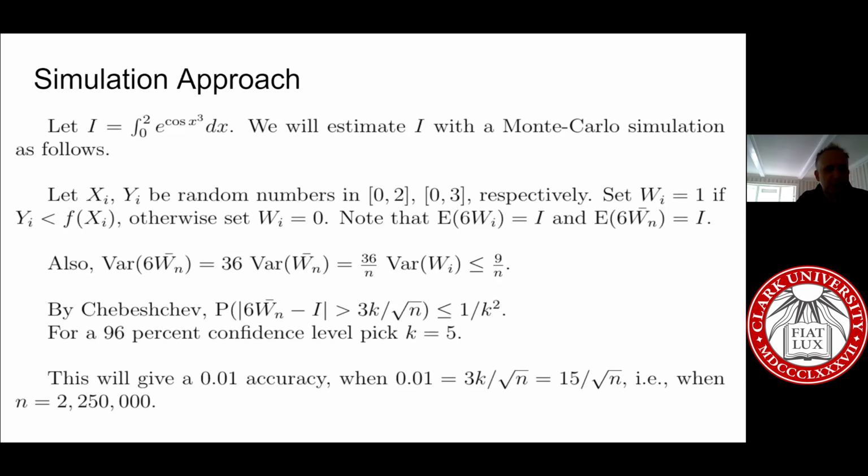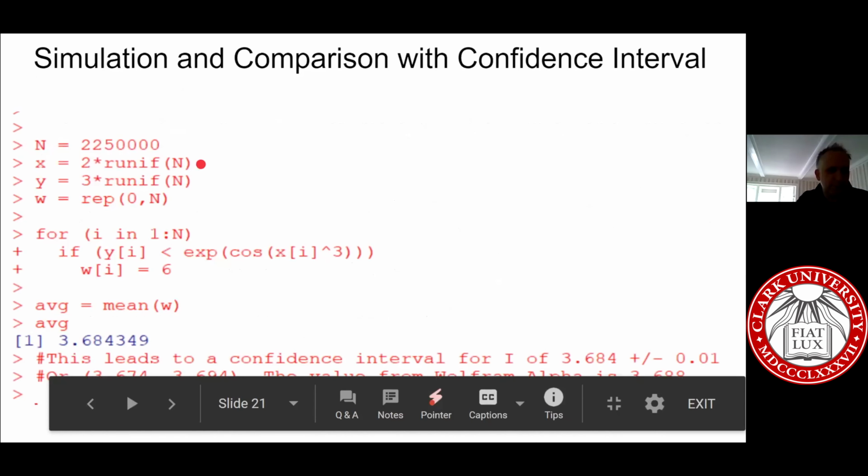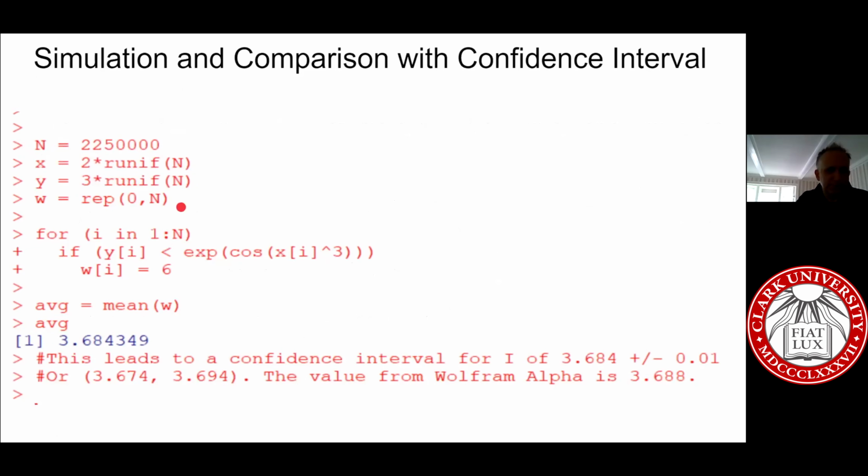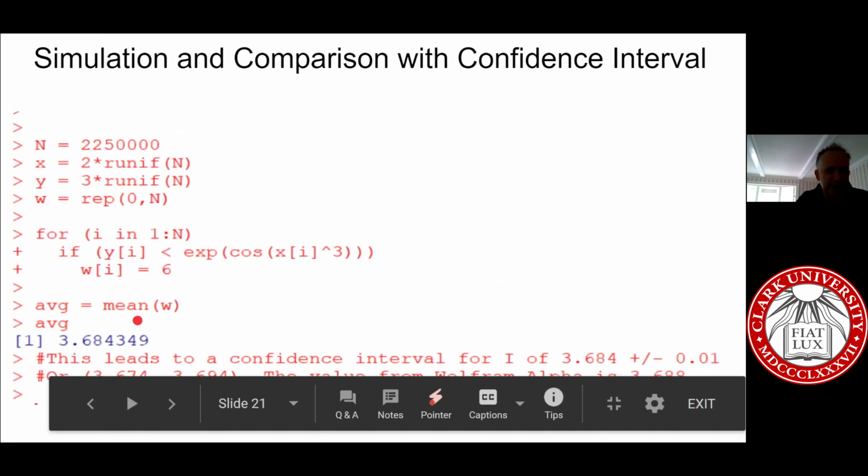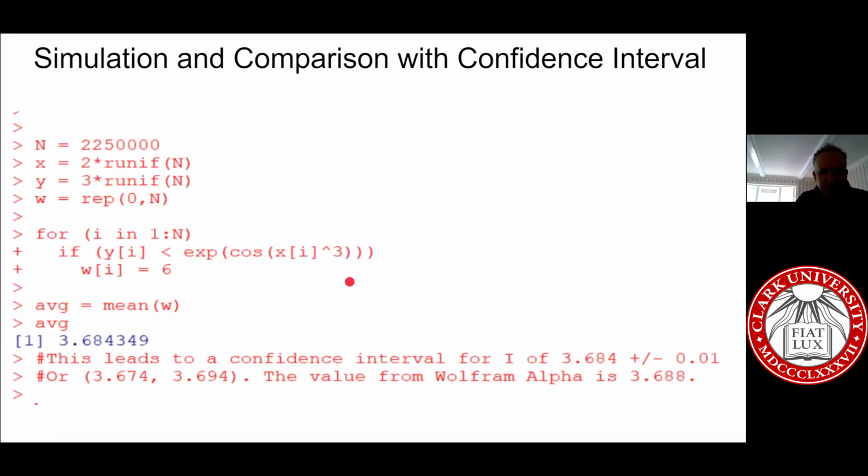This is R. This is doing vectors of these, so I'm doing them all at once. And it's very short and very easy to do once you're used to this. At the end, I just use the mean command to compute the mean, and I get correct up to 2, anyway, 3.68, 4349, which otherwise I wouldn't be able to do if it weren't for Wolfram Alpha or Mathematica or something.